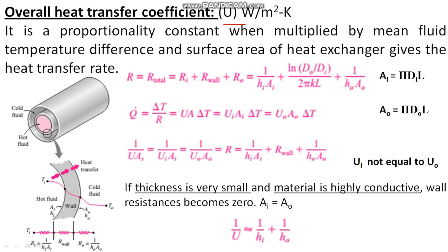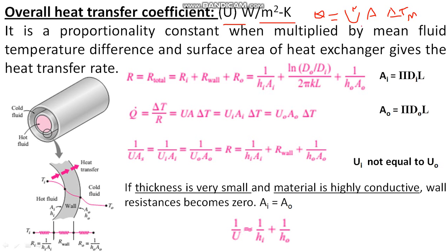What is the unit? Heat transfer coefficient, the unit is watt per meter square Kelvin. So what is the overall heat transfer coefficient? Please remember carefully, it's very important: Q is equal to UA delta T M. Just remember this one. U is the overall heat transfer coefficient.